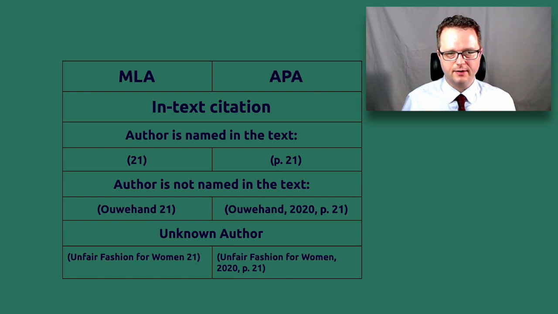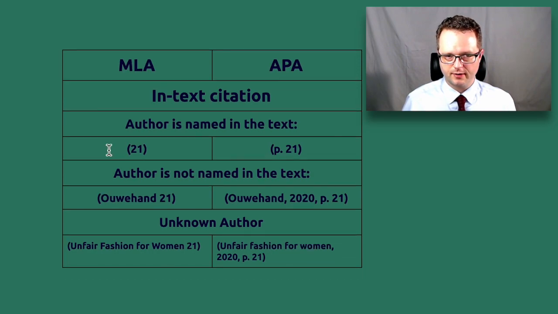In MLA style, if you name the author in the text, then you just put the number of the page. In APA style, if you name the author in the text, Awahand says, Professor or Bill Gates says, then you put P21 to show page 21. If you don't name the author in the text, then in MLA style, you just give the name of the author and the page number. But with APA style, you give the name of the author, the year, and the page number. And you'll also notice here that APA style has more commas and things like that.